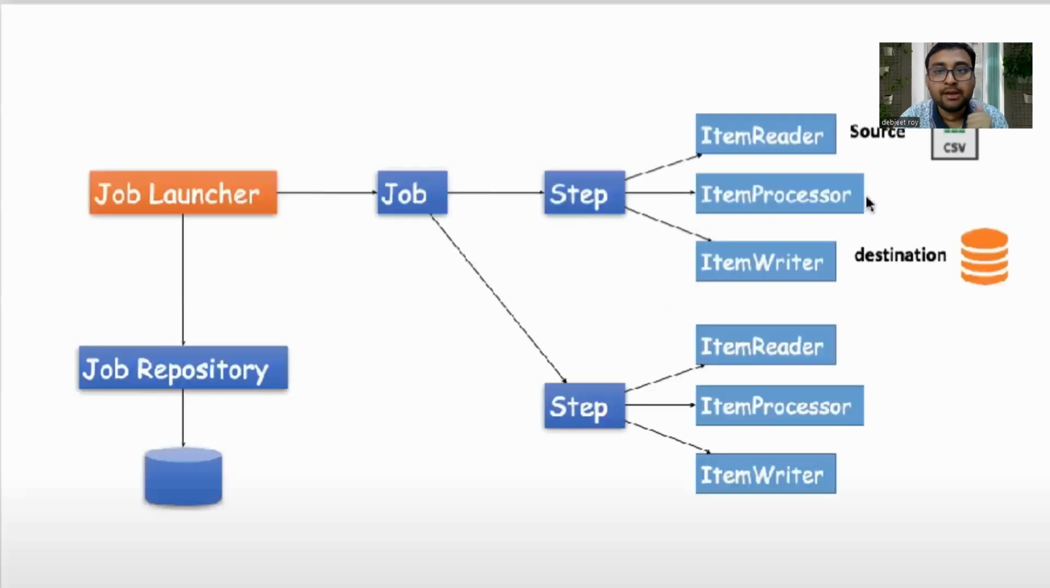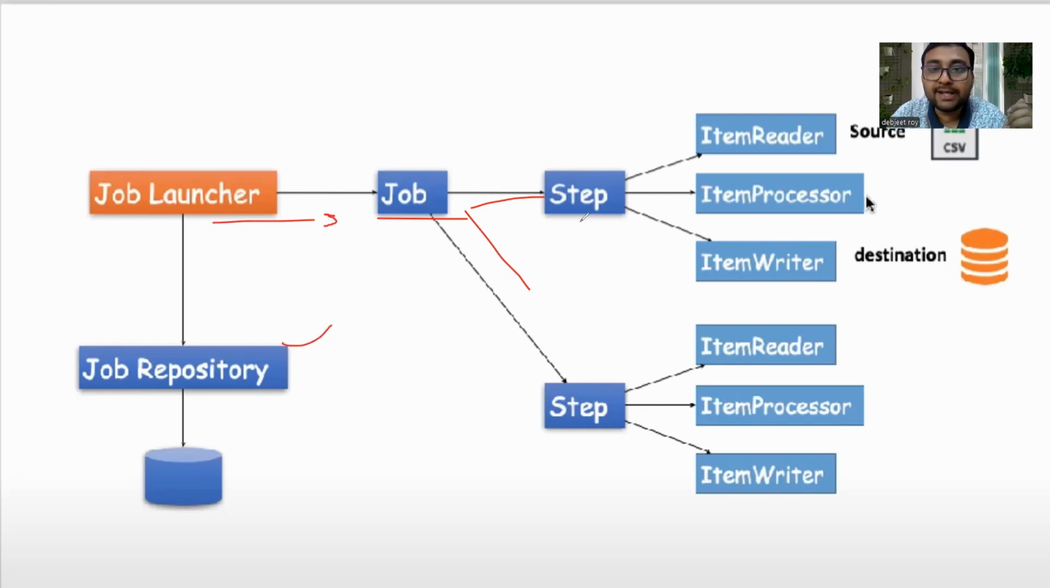So here it's a more in-depth understanding, which I have already told you before, like a job can have n number of steps. Here, the job is having multiple steps. I've shown you 2 steps, so it can have 3, 4, 5, 6, n number of steps depending upon our requirement. The job launcher launches this job, and at the same time, it maintains the job repository as well.